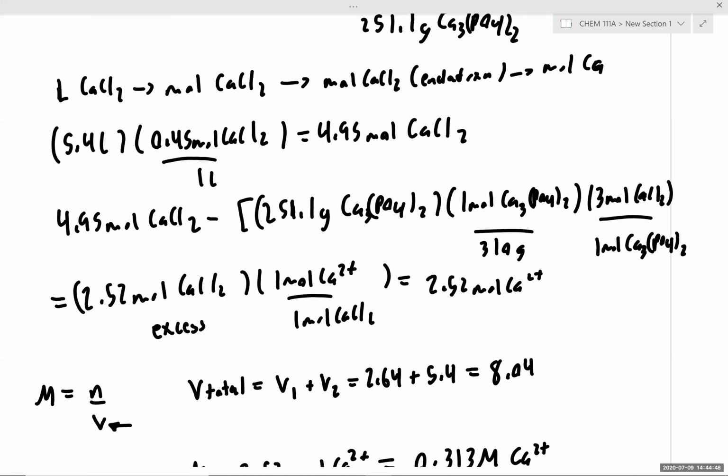Okay, so if we would have just done that 251, it was just what's in the product, right? Yes. And we want to find out the amount that's left over after the reaction is complete. So we start with 4.95, and this number is how much calcium chloride we use up in our reaction. That calcium is no longer in solution. It's locked into calcium phosphate. Okay, that makes sense. Thank you. Perfect.